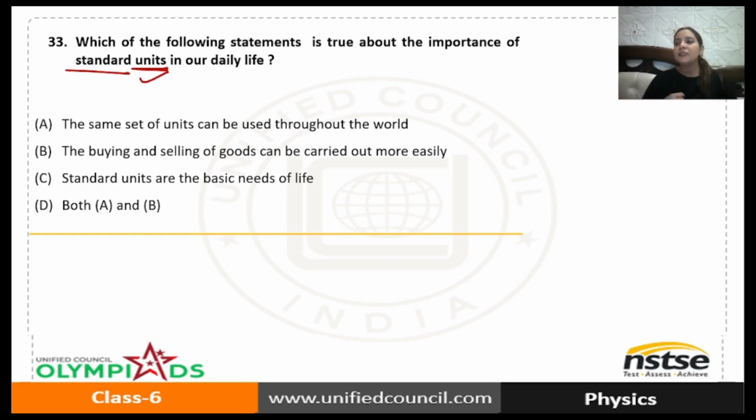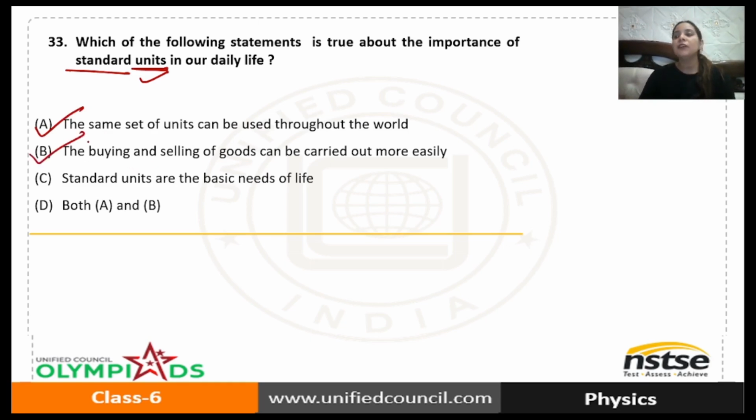Like if I'm saying to somebody sitting in America that I have got 1 dozen bananas, that should be 1 dozen for him also, and 1 dozen for me also. It means 12 for me, it means 12 for him. So obviously we are in need of standard units to have worldwide acceptance. So option A says the same set of units can be used throughout the world. Yes, it can be. The buying and selling of goods can be carried out more easily.